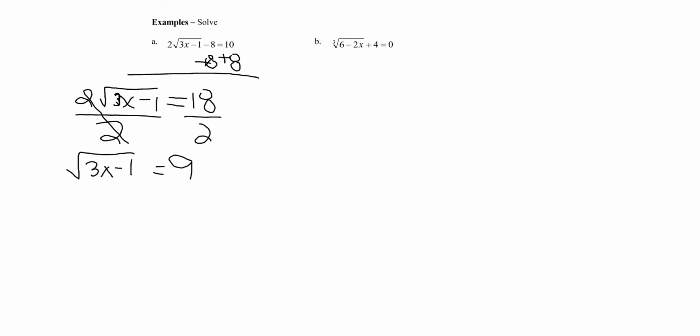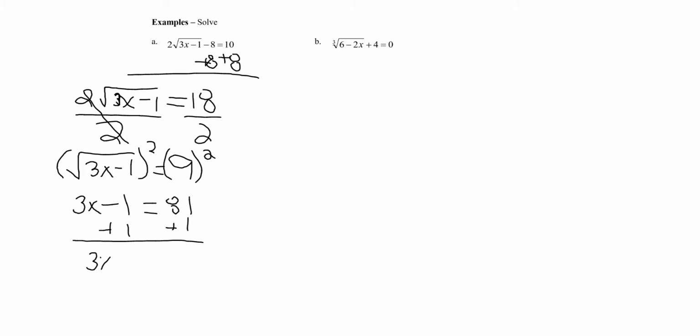Now that my radical is all by itself, I need to get rid of the radical. The way to undo a square root is to square. So I'm going to square this side to get rid of the radical, but whatever I do to one side, I have to do to the other, so I'll square the other side as well. If you square the square root of 3x minus 1, you get 3x minus 1. You get what's under the radical, it removes the radical, and 9 times 9 is 81. Then we're going to solve the equation just like we would any other linear equation. I'll add 1 to both sides.